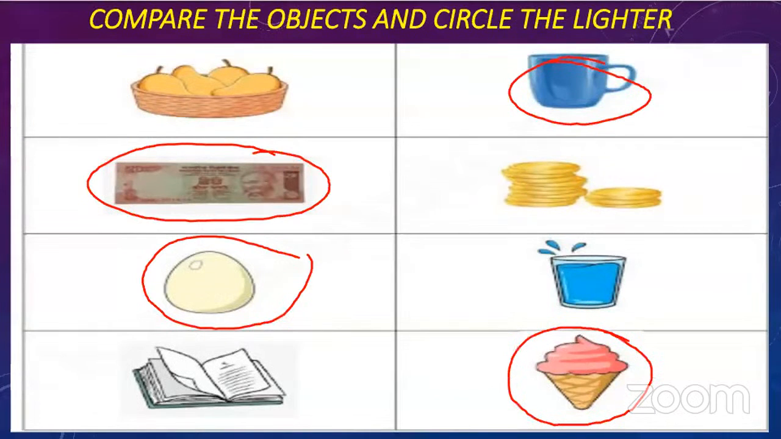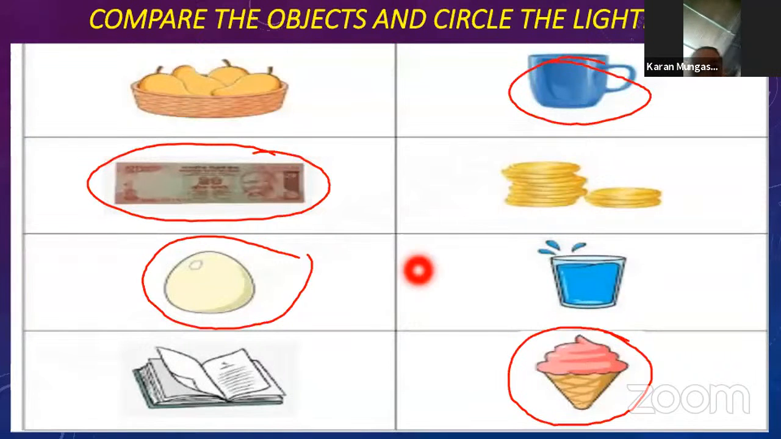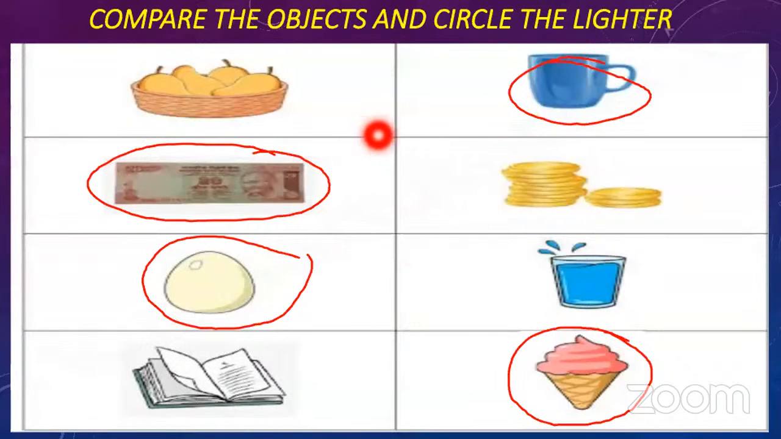Okay, children. Now, children, here we understood the lighter things. And here also we have compared the things with each other and we have understood the lighter one. So heavier, lighter, one and many. And then we have also done here.